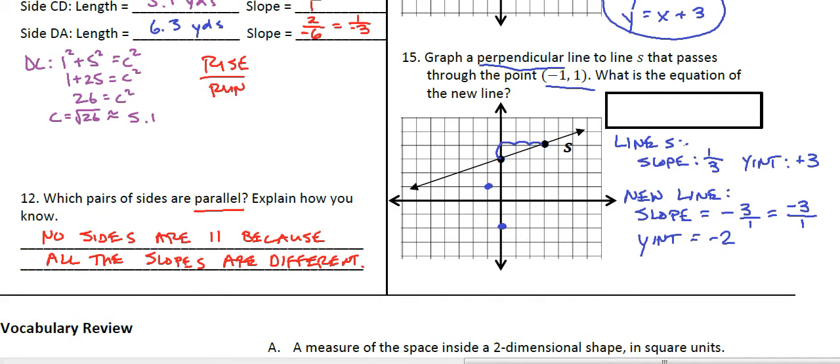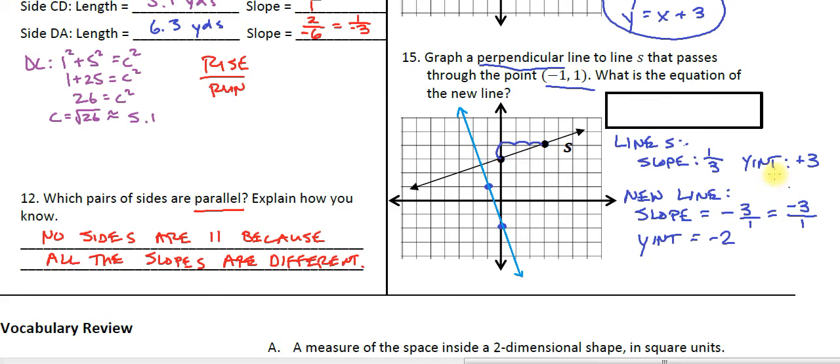Let's go ahead and connect those points together, and visibly let's see if it looks like it's perpendicular. And it sure looks like it is to me. Looks like it's meeting at a 90-degree angle. Class, if it didn't look like it's perpendicular, check your work. I bet you didn't correctly write the opposite reciprocal slope. So there is our new line, and our equation is no problem.